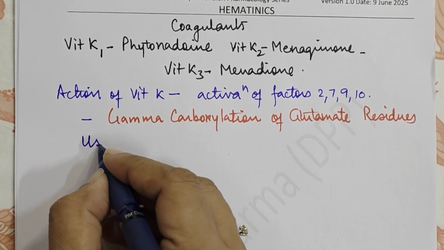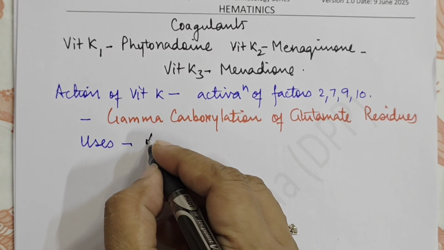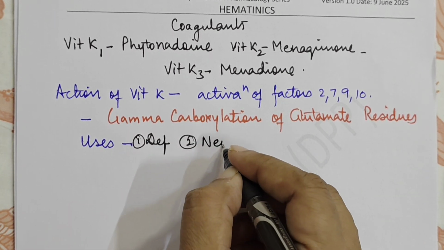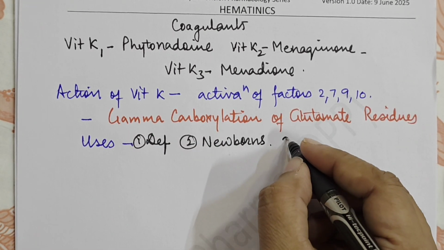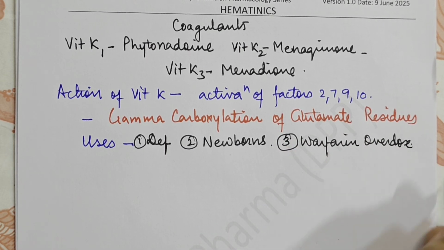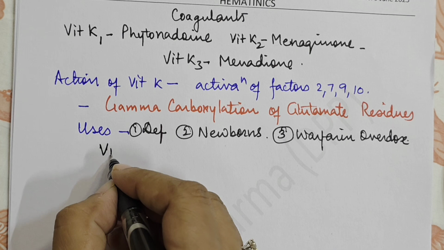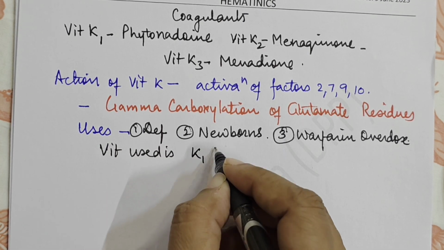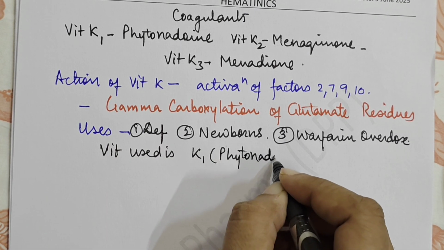So what are the uses? Uses of vitamin K. सबसे पहले it is given when there is a deficiency. Then it is given to the newborns on birth because usually there is a deficiency, they don't have this. Then third, it is given in warfarin overdose. Okay. Then the main vitamin used is K1, which is phytonadione.